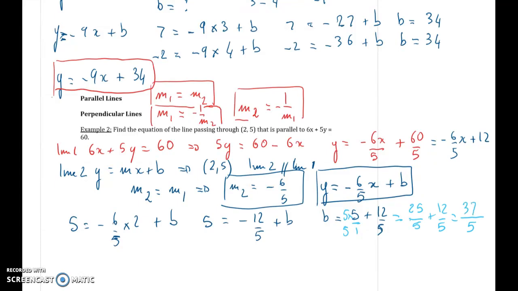Therefore, the equation of the second line is y equals negative 6 over 5 x plus 37 over 5.